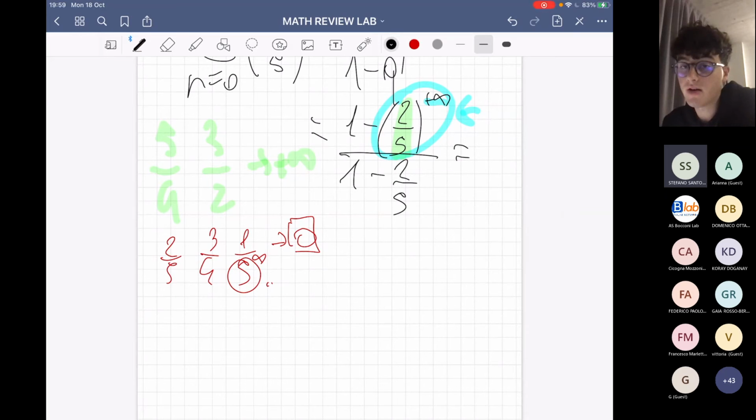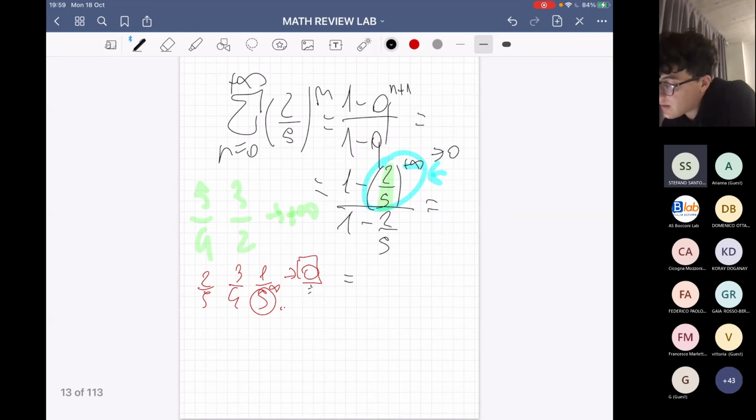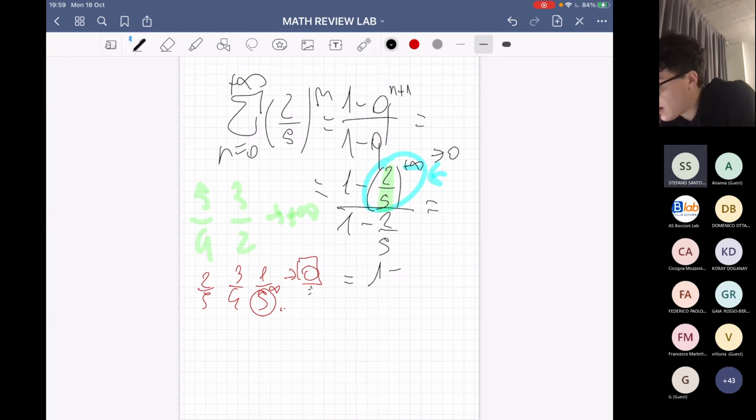I hope all is clear. Really, I really hope it, because I want your exam to go well. And so this would tend to 0, as we said here, and it would be 1 minus 0 over 1 minus 2 over 5, which is equal to 1 over 3 over 5, after doing every passage, 5 minus 2 over 5, which is equal to 5 over 3.